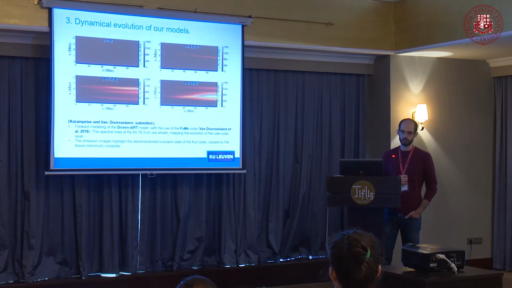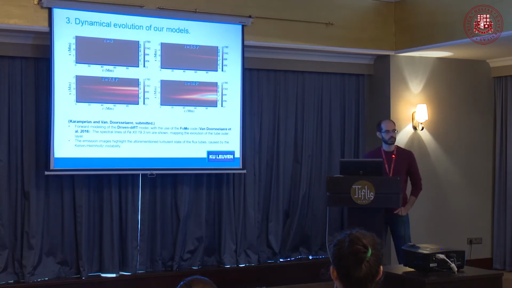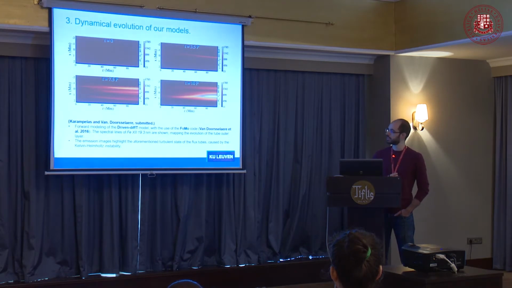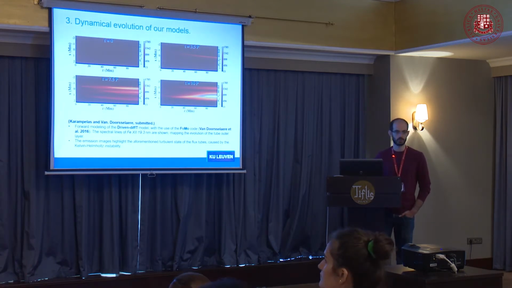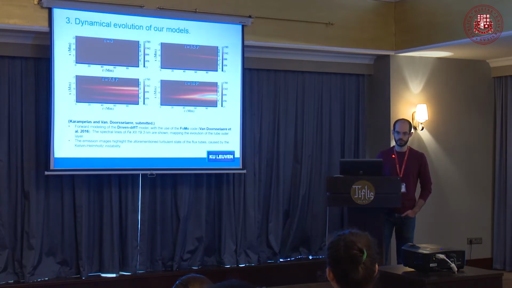We're using the FOMO code, or forward modeling code, developed by Tom in Leuven, and we are showing the 193 angstrom line. What we can see here is that, like in Antolin et al. 2016 or 17, we have the development of strands, but unlike those cases, the apparent strands developing here are much wider, and they take up a large part of the loop. This gives us a clear sign that the loops tend to become rather turbulent if they are driven.